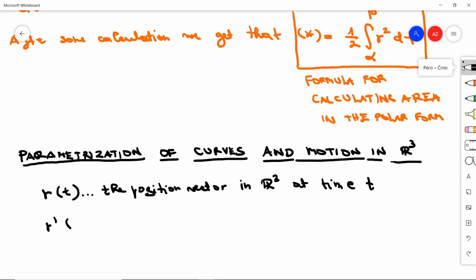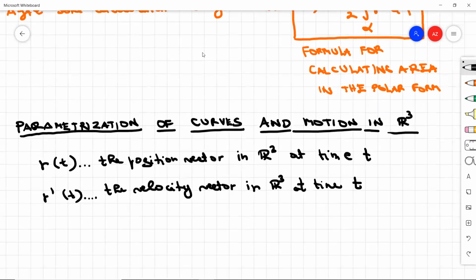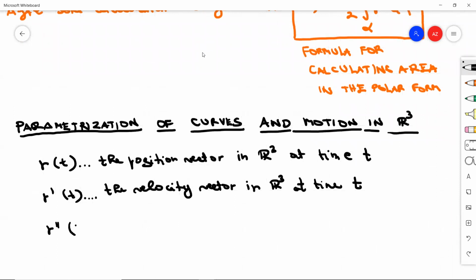What is then r prime of t? So r prime of t, this is the velocity vector in R3 at time t. And then the second derivative of the position vector is the acceleration vector in R3 at time t.